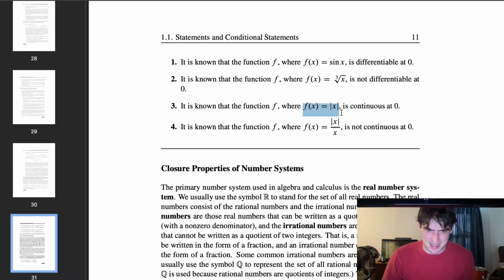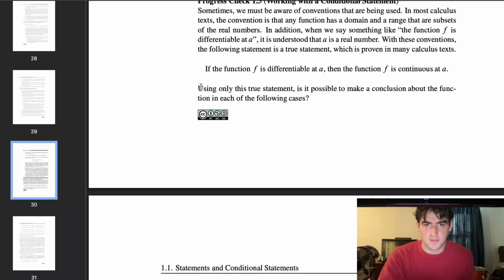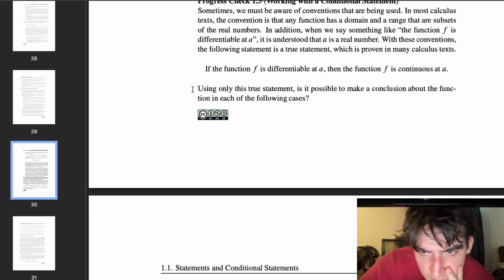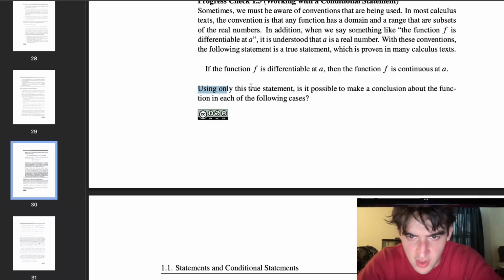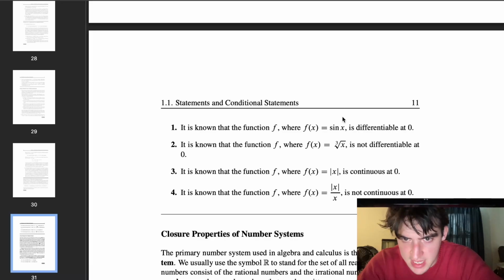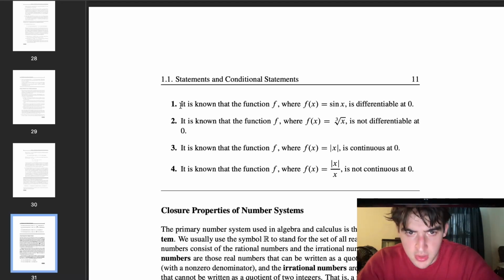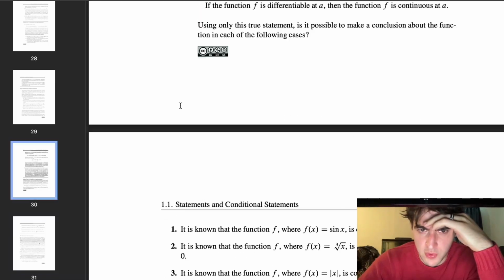I'm guessing. Wait a second. Hold up. I think I got wrong what the question is exactly asking. Using only this true statement, is it possible to make a conclusion about the function in each of the following cases? What conclusion are we making? I don't know exactly. Let's go through it again and try to make any kind of conclusion, I guess.